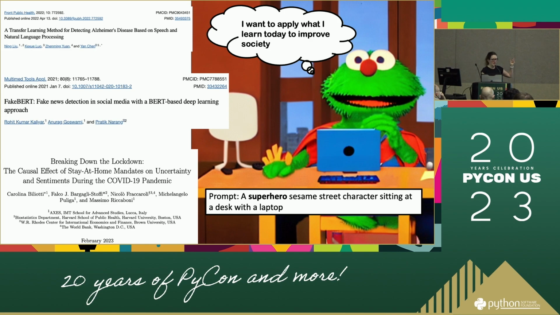There are articles about using BERT for detecting early onset Alzheimer's disease. That falls under the NLP category, because it's not really sentiment analysis. It's about the degradation of their use of the English language, that you can pick up on earlier. FakeBERT is also not sentiment, it's about detecting fake news. This one is sentiment: with the stay-at-home mandates, looking at social media and seeing how that affected people's sentiments, and that can inform policy. There's just a bunch of examples.